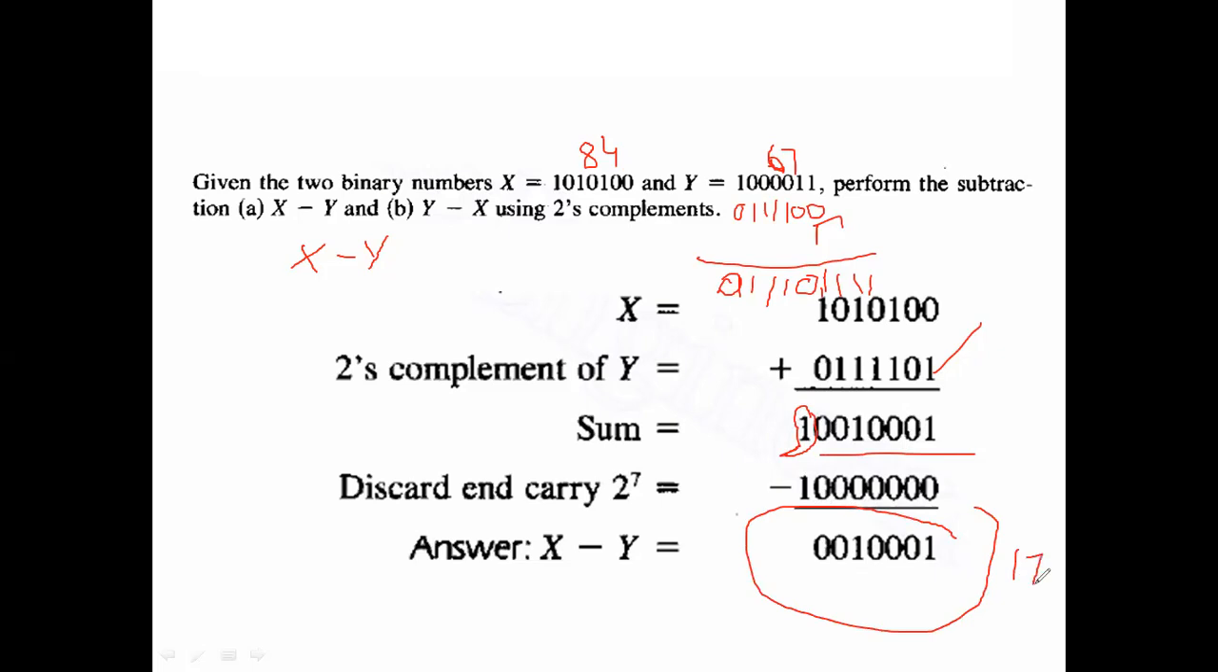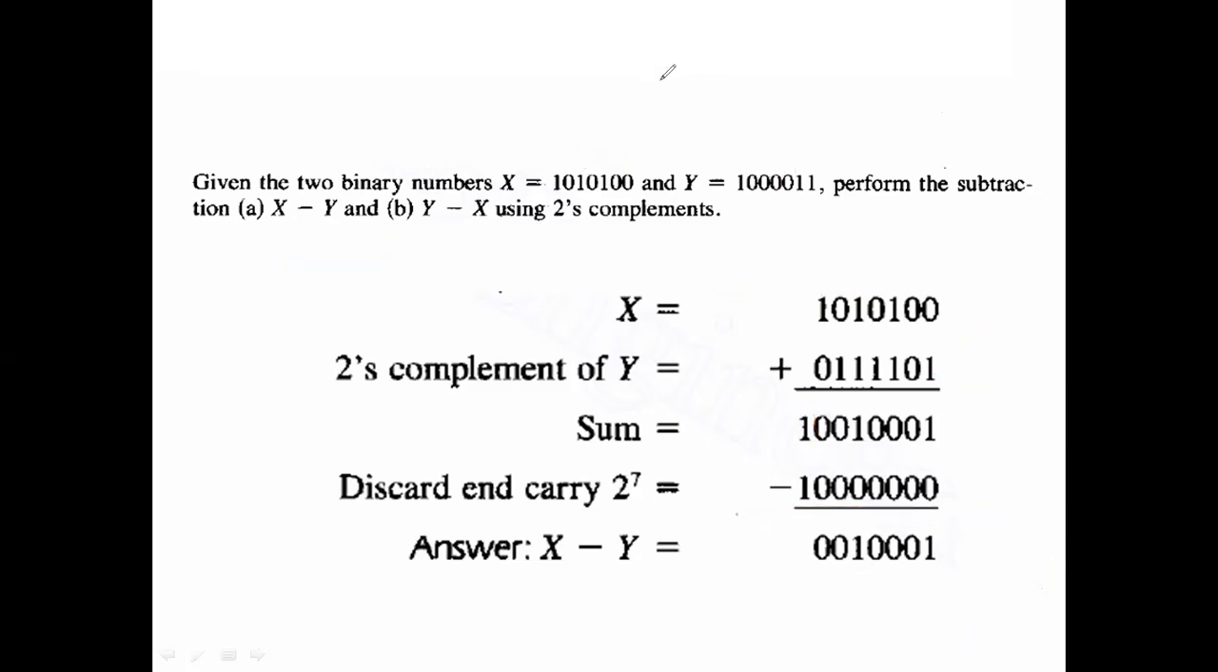In 1's complement, what happened? If a carry occurs, then it is added to the least significant bit. By using 2's complement, if a carry occurs, neglect that carry. That is the only difference here.